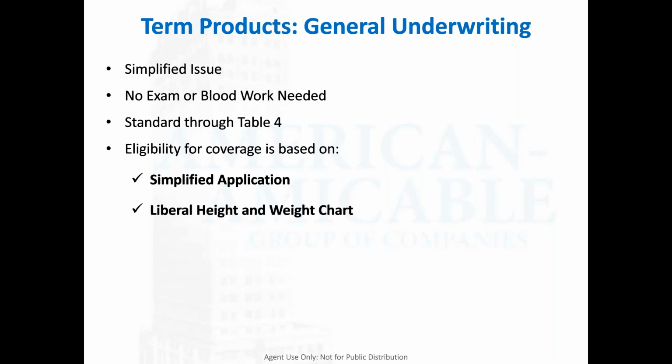We've got a liberal height and weight chart that they need to fit into, and when you see how liberal the heights and weights are, most people you come across would fit on it. We pull their MIB, which is their Medical Information Bureau, as well as their script check, their prescription history, to get an idea of their medical history.